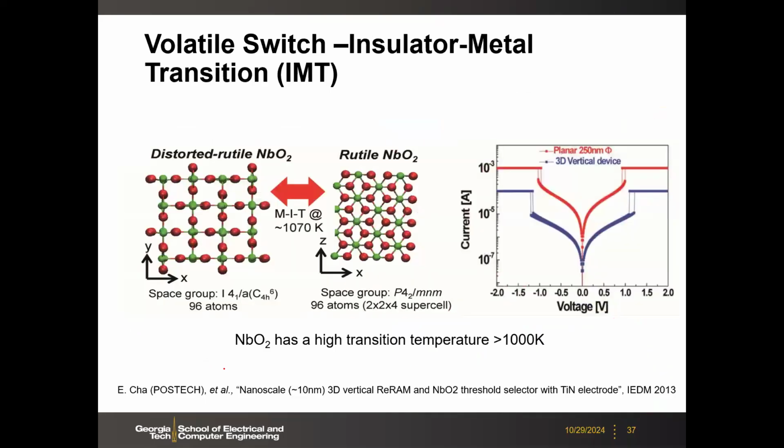So here is this volatile switch. Another one is this insulator-metal transition. One particular material is NbO2, niobium oxide. Depending on the temperature, it will change the crystal structure, and then you will have this abrupt IV. So this is perfect, like, you know, turn on and off. But the challenge is that the on-off ratio is not that high. It's only like 10 to 100, less than 100. So it could work for some small scale array, but it's very difficult to support a large array.